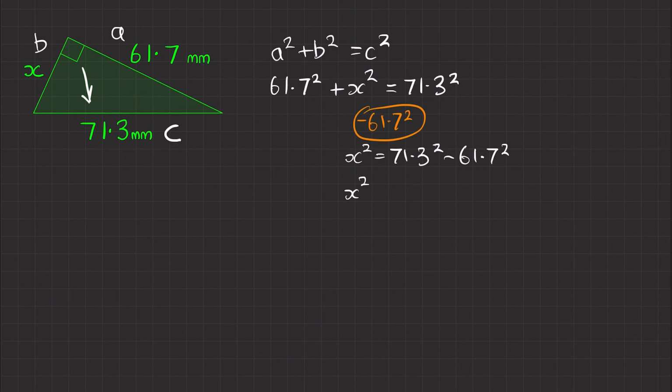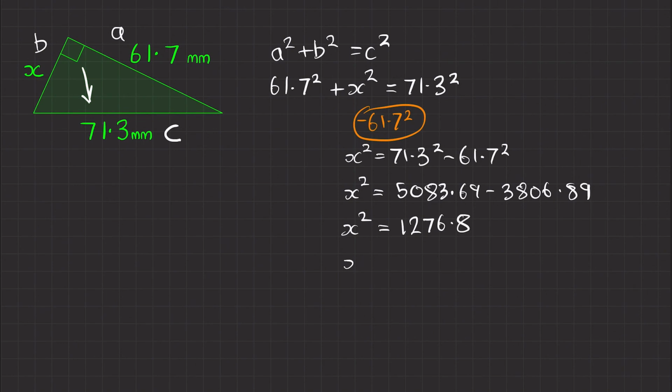X squared equals 5083.69 minus 3806.89. So x squared equals 1276.8. X is therefore the square root of 1276.8. So our answer will be x equals 35.73 millimeters to 2 decimal places.